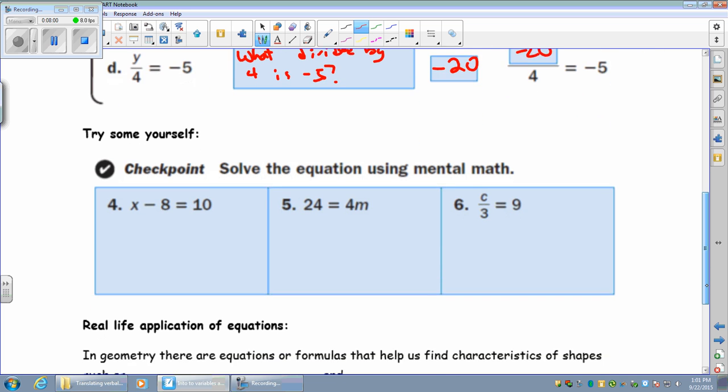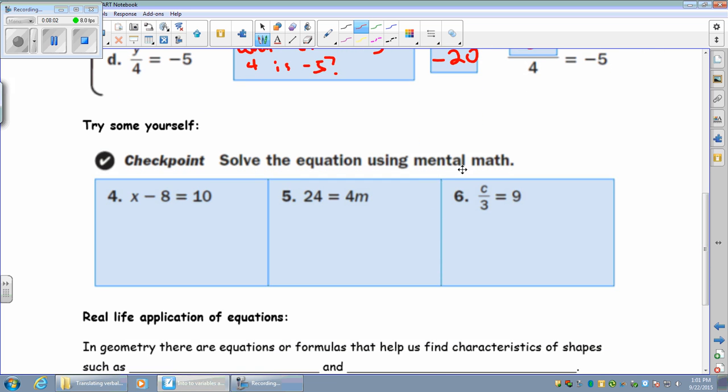I have 3 of these for you guys to try. Solve them using mental math. So try not to do it using the techniques that I'm sure you've already learned. Pause it, and then unpause it when you think you got all 3 of them. All right, so hopefully that was enough time for us to try these. I'm going to go through these sort of quick. X is 18. M is 6. And C is 27.